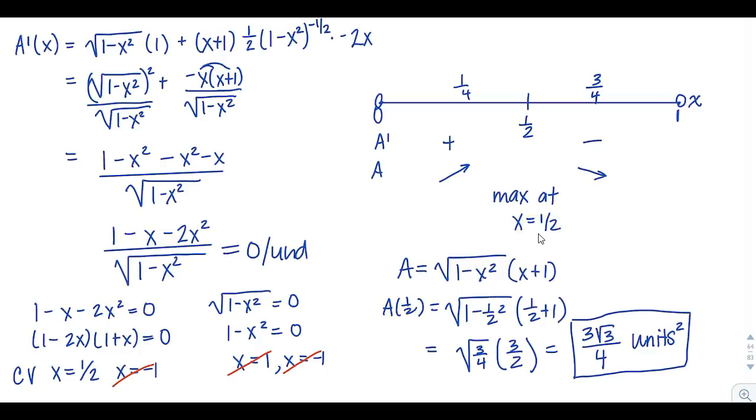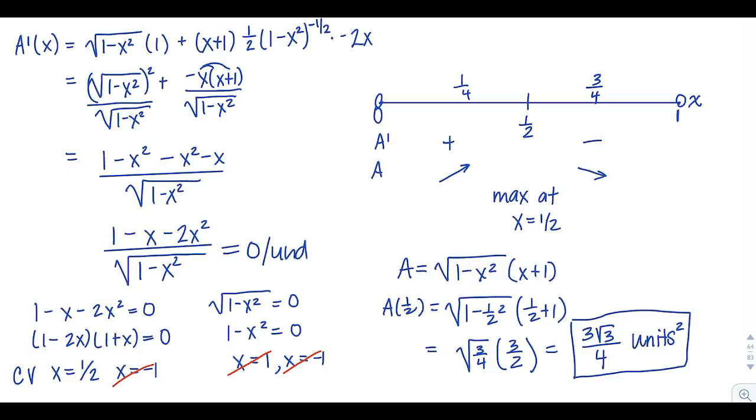And now we need to make sure and answer the question. So the question was to find the area of that largest trapezoid. So we know that the area is going to have a maximum at the x value 1/2. So let's go back and recall that the area function that we got was the square root of 1 minus x squared in the most simplified version times x plus 1. This is our area function for every x. So if the max happens at 1/2, then we're simply going to substitute 1/2 into every x.